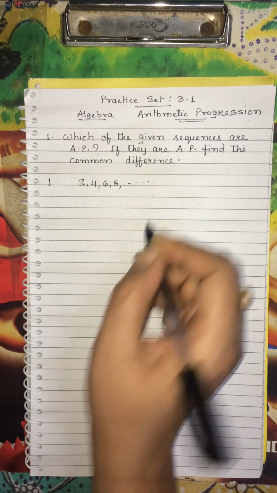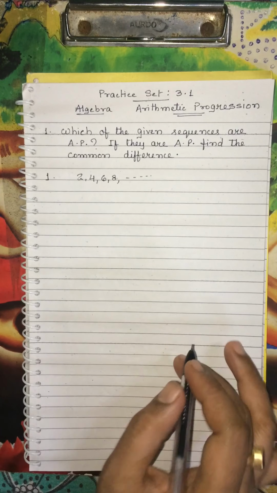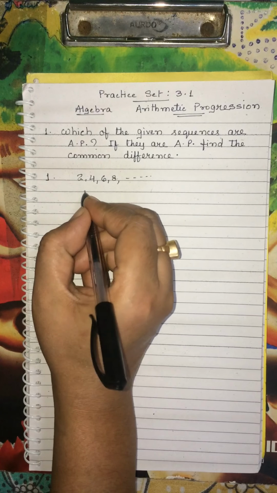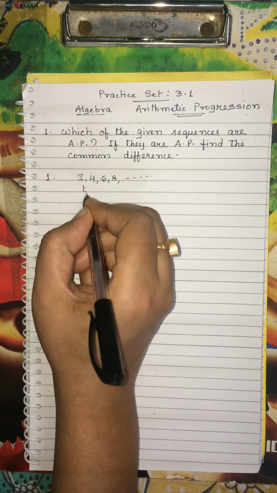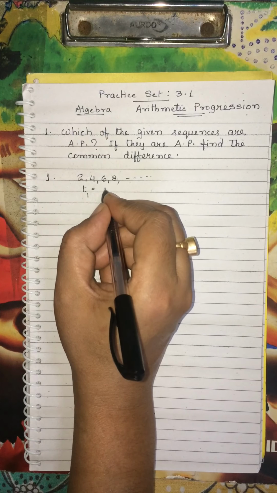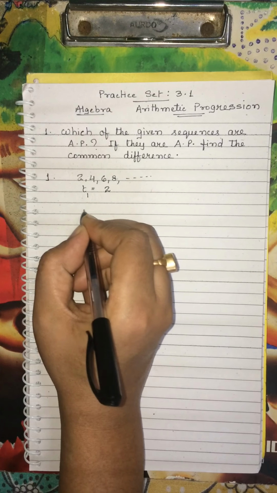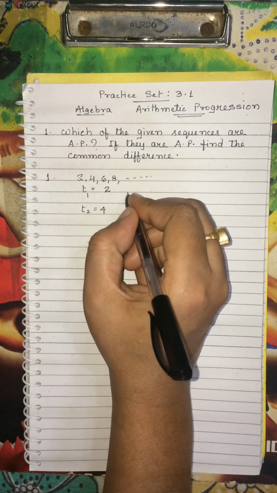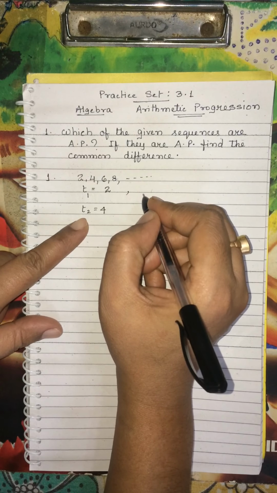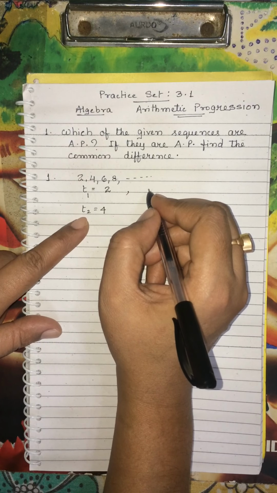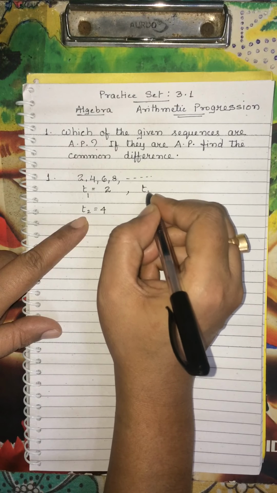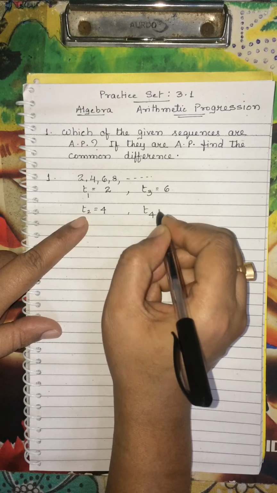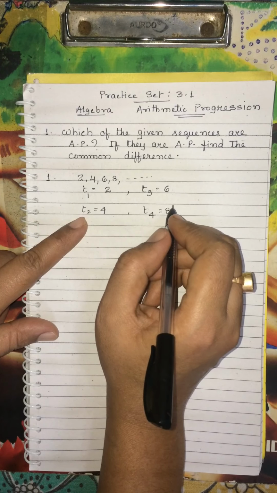So this is the first sequence given to us. Let us see whether it is in AP or no. First of all we have to write the first term. First term means the first number given in the sequence. Then the second term, that is the second one, is called the second term. We will write it as T2. T means term, T2 means second term, T3 third term, T4 fourth term, and so on.